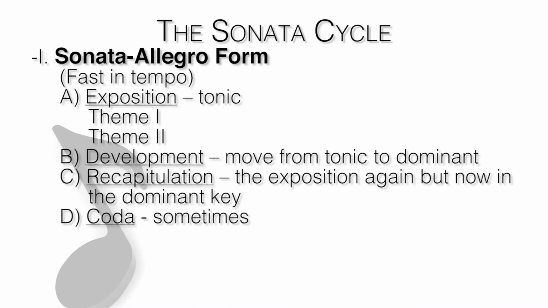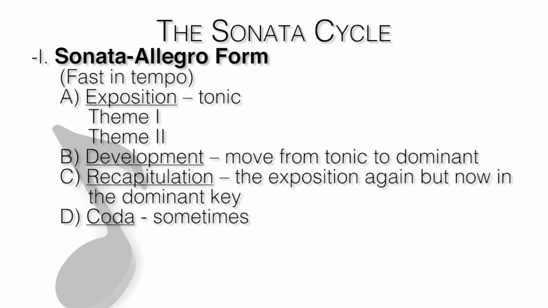Okay, let's talk through the sonata cycle. I'm going to be using the word sonata a whole lot during this lecture, and sonata literally means a sounding together. And the overall form is called sonata cycle. The first movement of sonata cycle is called sonata allegro form. Remember, allegro is one of the tempo markings that we learned at the beginning of the semester. Allegro means fast. So in the name of the first movement, it announces the tempo.